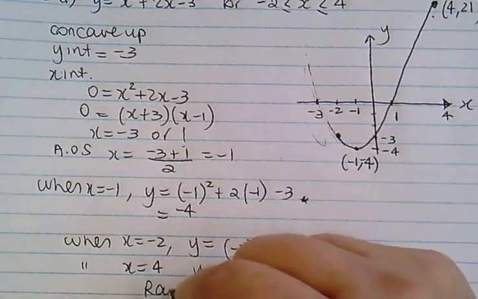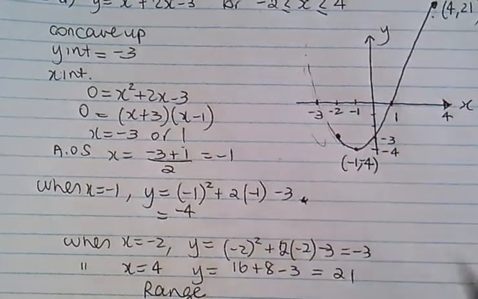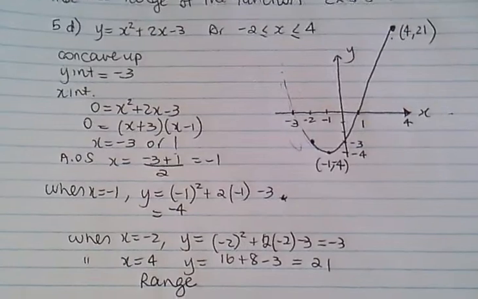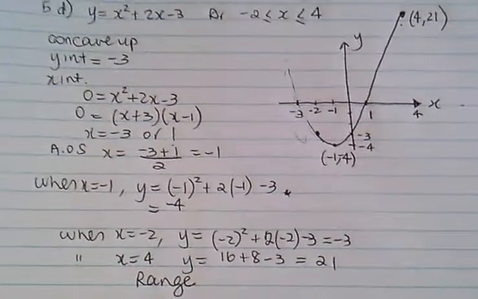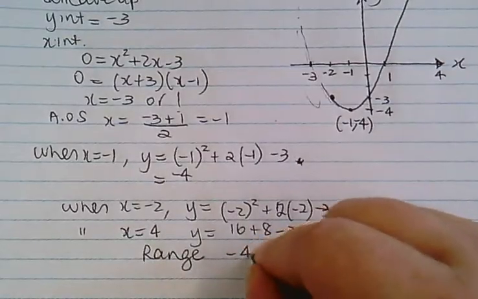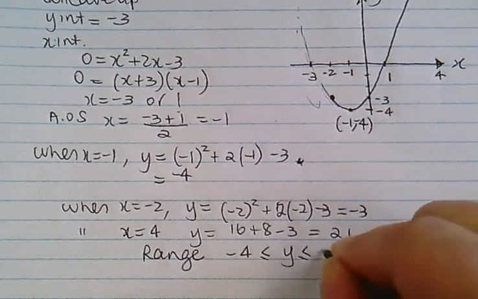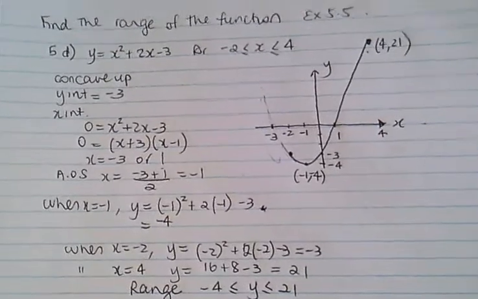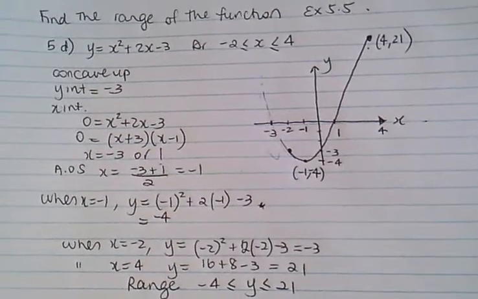What's our range? -4 is less than or equal to y, which is less than or equal to 21. So this is finding the range over a restricted domain. Okay?